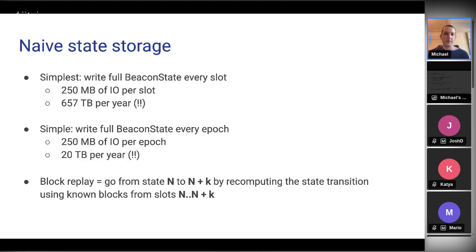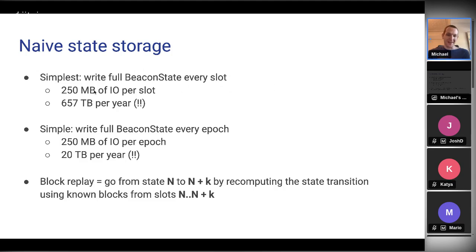And in the beginning, when everyone started working on the beacon chain 6-7 years ago, the beacon state at that time was very, very small, and people were thinking about strategies like, what if we just write the beacon state every slot? And I think Lighthouse used to do this very early on, before any of the real main testnets.